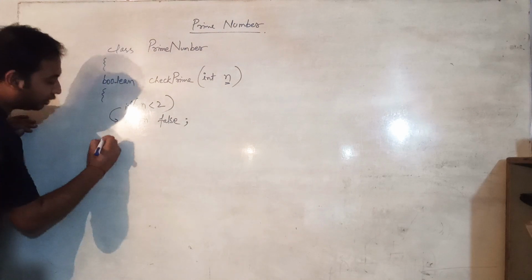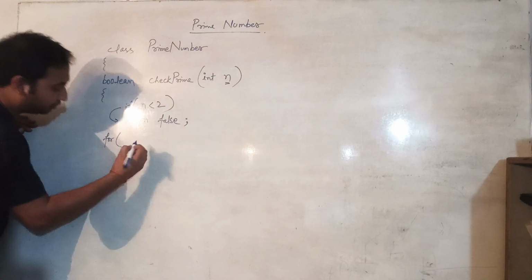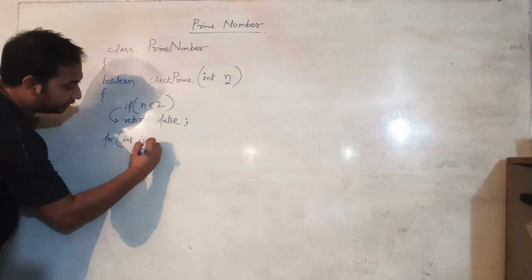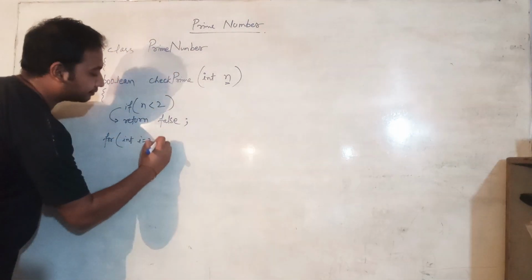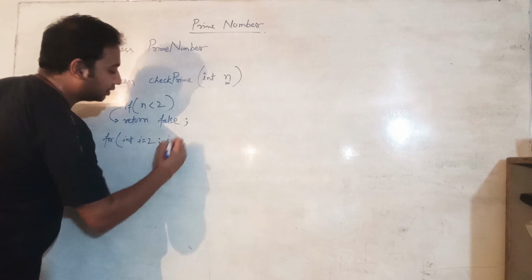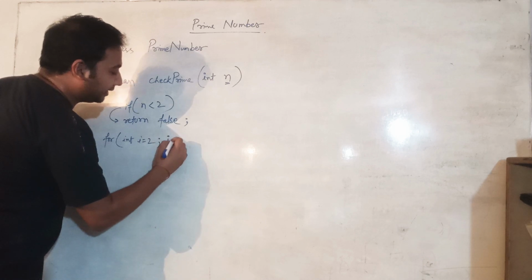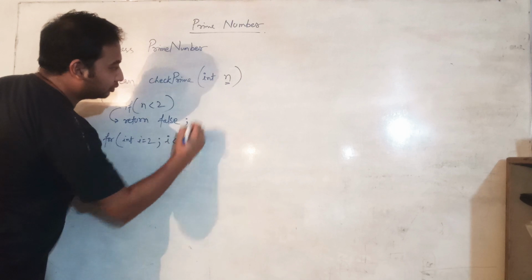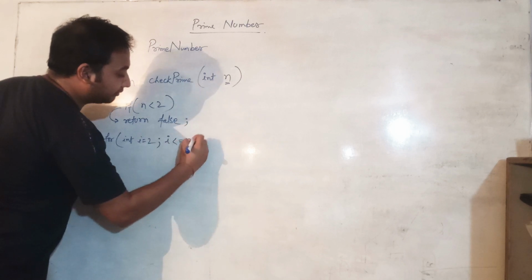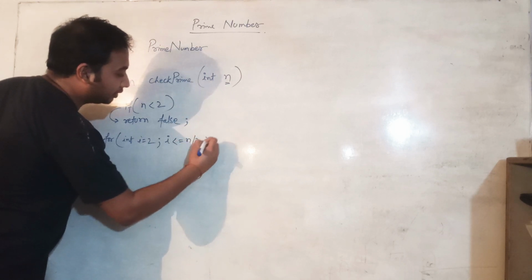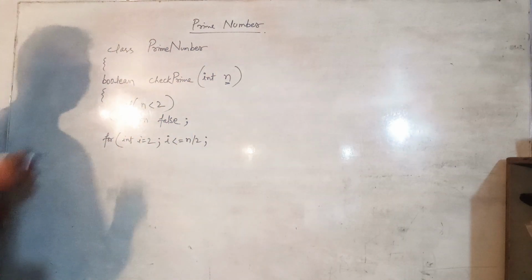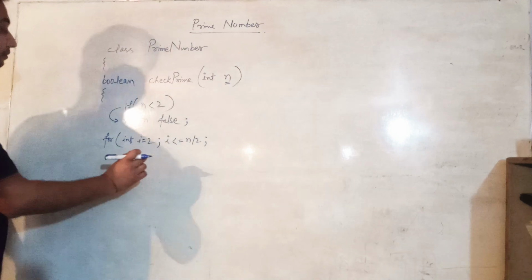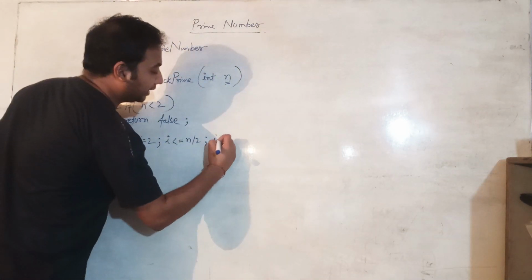Let's see. Now there we will execute a for loop. Here we will start it from 2, and the condition should be i is less than or equal to n divided by 2. I will make it clear to you why I am writing it like this, and i plus plus.